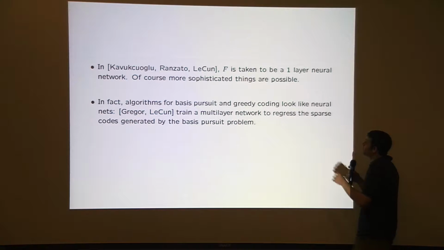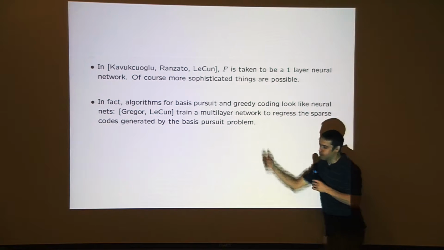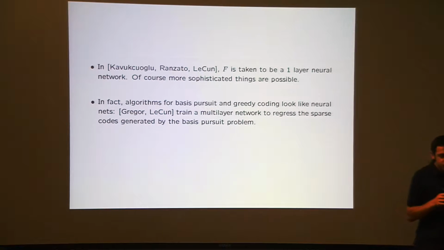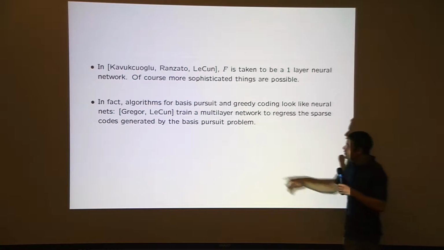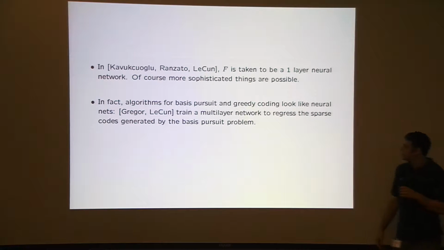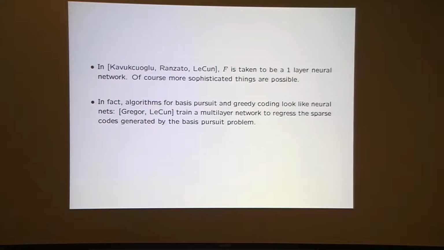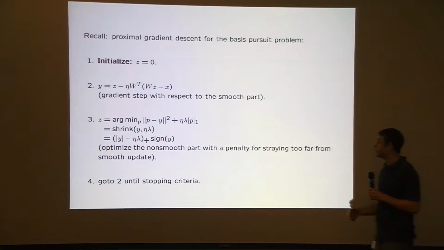The simplest more sophisticated thing you might imagine is, instead of a one-layer neural network, a multi-layer neural network. And this is actually extremely natural. We mentioned this briefly in the last lecture, but we'll say it again here. In Karol Gregor and Yann LeCun's paper, they train a multi-layer neural network to regress the sparse codes in the same sort of way. Let's look at why this is exceptionally natural.